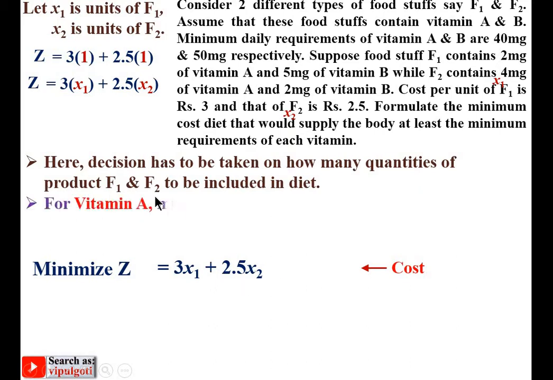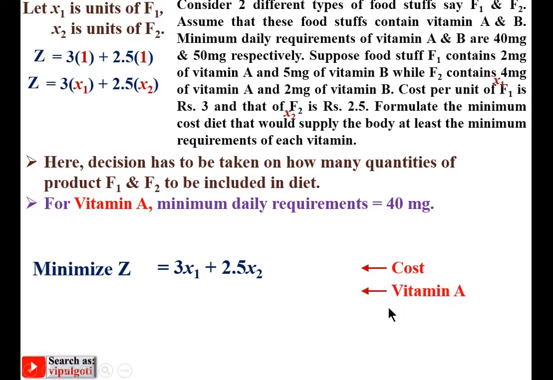Now the constraints. For vitamin A, the minimum daily requirement is 40 mg. So here it is given, the minimum daily requirement for vitamin A is 40 mg, and so I can write the constraint for vitamin A. Now once again look at the description. For vitamin A, food F1 contains 2 mg and F2 contains 4 mg. So I can say 2 into x1 plus 4 into x2. And this total must be greater than or equal to 40, because the minimum daily requirement is 40.